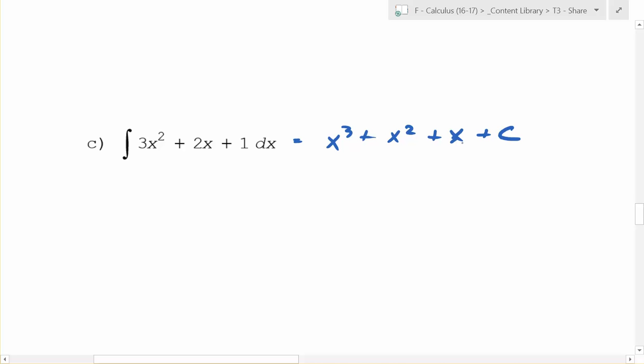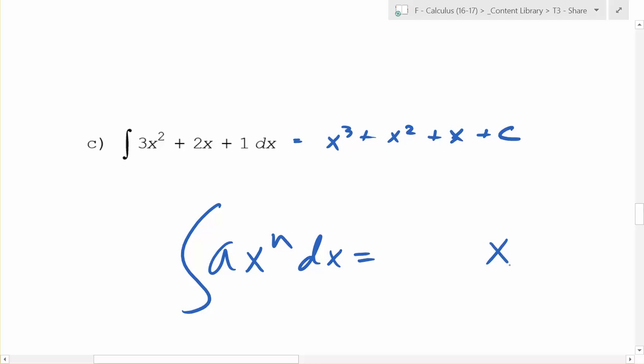How do you guys feel about these so far? These are relatively straightforward because they are all power functions, or the sums of power functions. A power function is ax to the n. What's the indefinite integral of ax to the n? We've talked about this. X to the n minus 1. And we're integrating, so it goes plus 1, right?